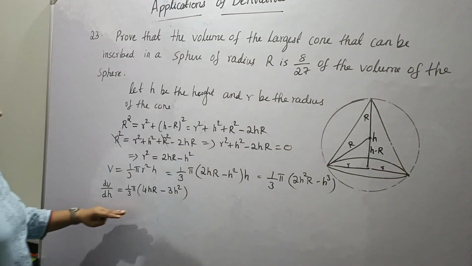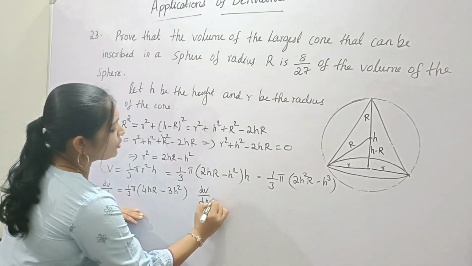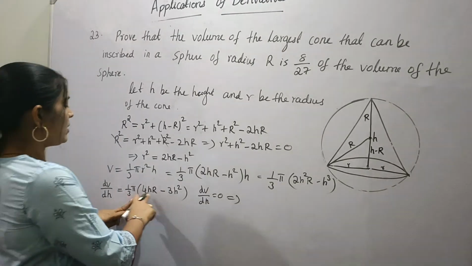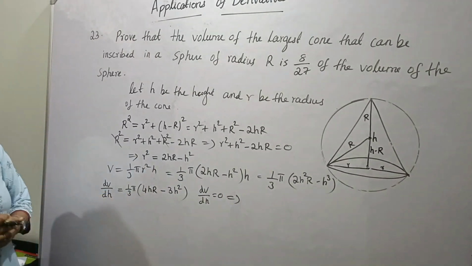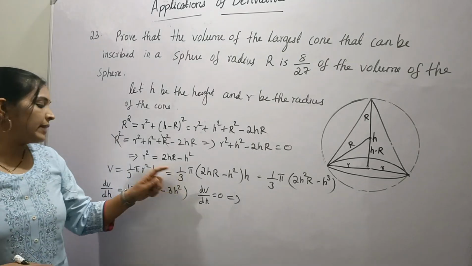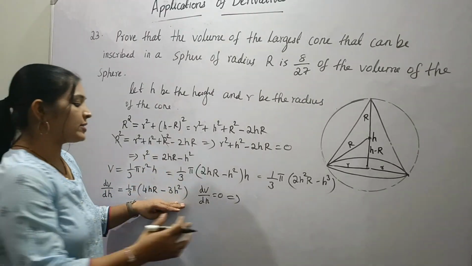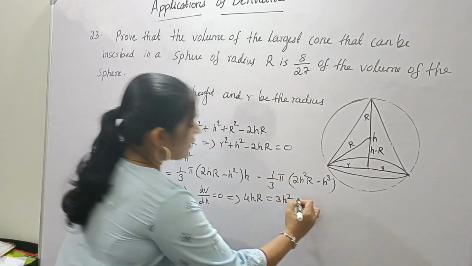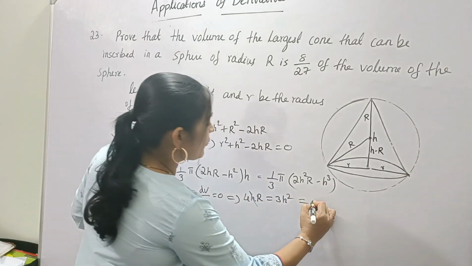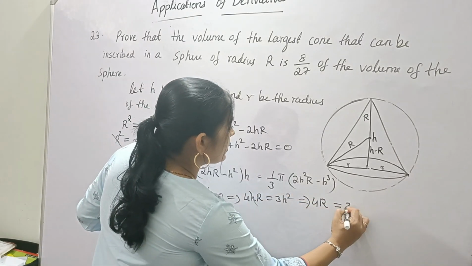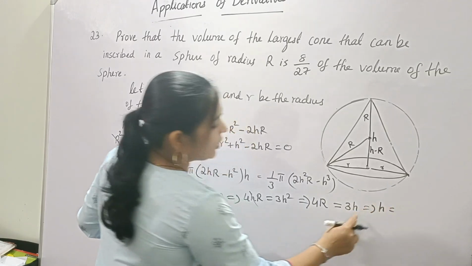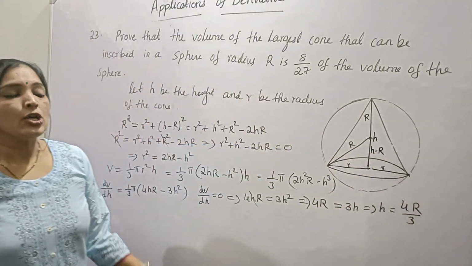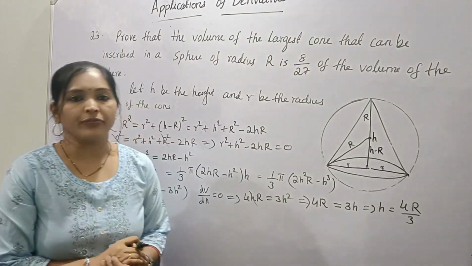It is dv by dh. Then dv by dh is equal to 0. That implies, what is the value of h that we have to find. So here, 1 by 3 pi into (4hr minus 3h square) is equal to 0. That implies 4hr minus 3h square is equal to 0. That implies 4hr is equal to 3h square. Here h cancelled. So 4r is equal to 3h. That implies h is equal to 4r divided by 3. So we have got h is equal to 4r divided by 3.